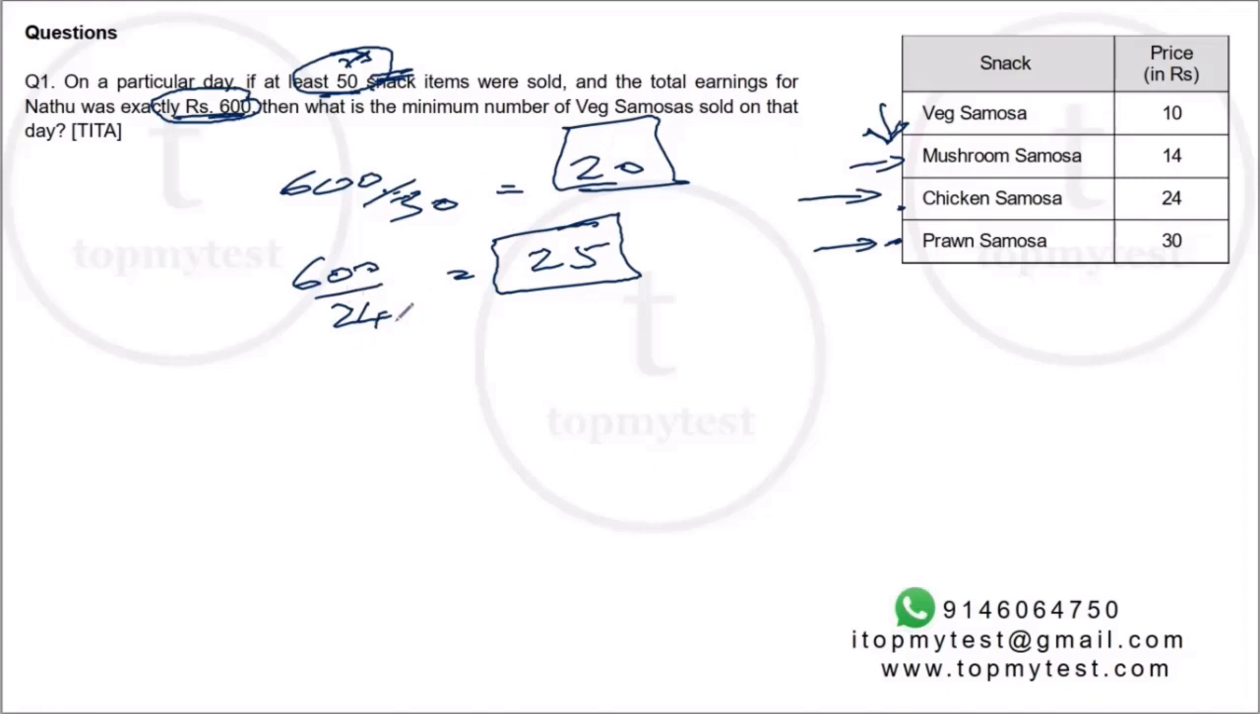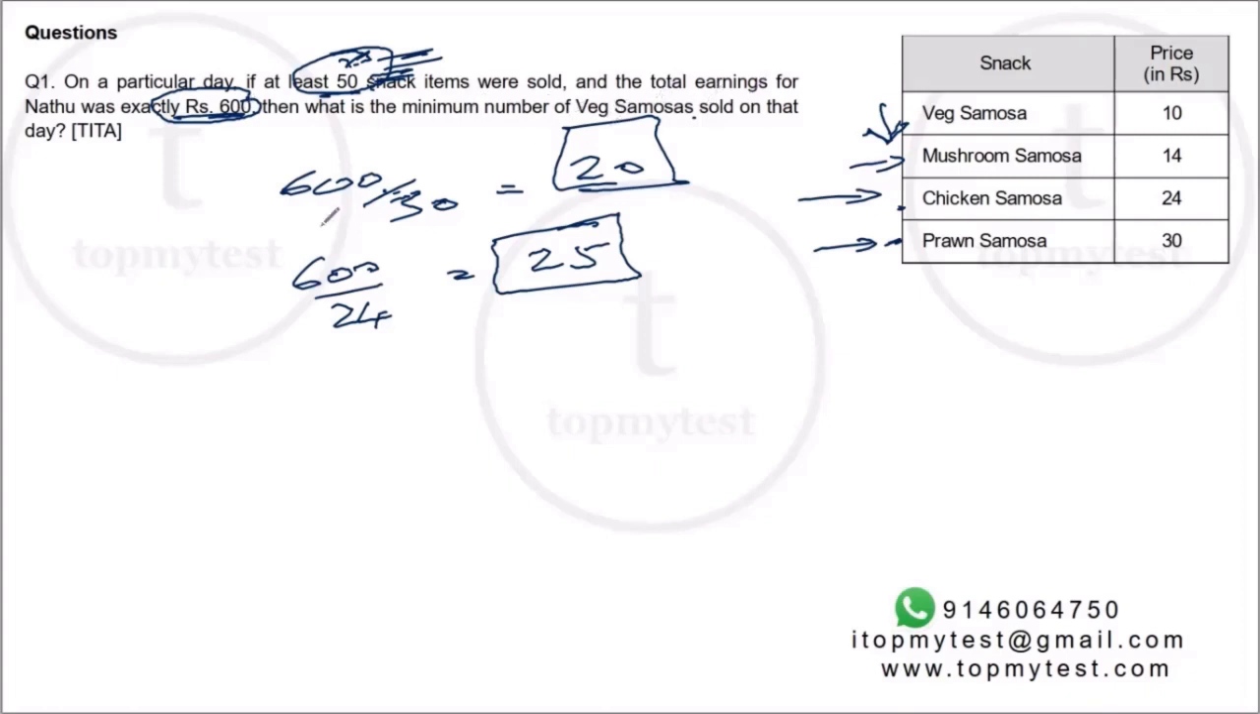Whereas if you reduce the selling price to 24, you can sell 25 items. So my constraint is to sell at least 50 items. You can increase to 51 or 52 or something like that. Sell for exactly 600 rupees and minimize the veg samosas.